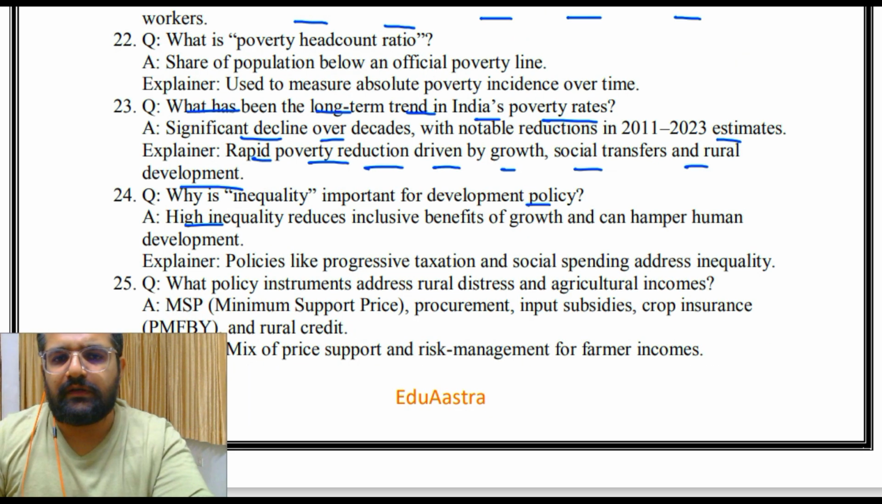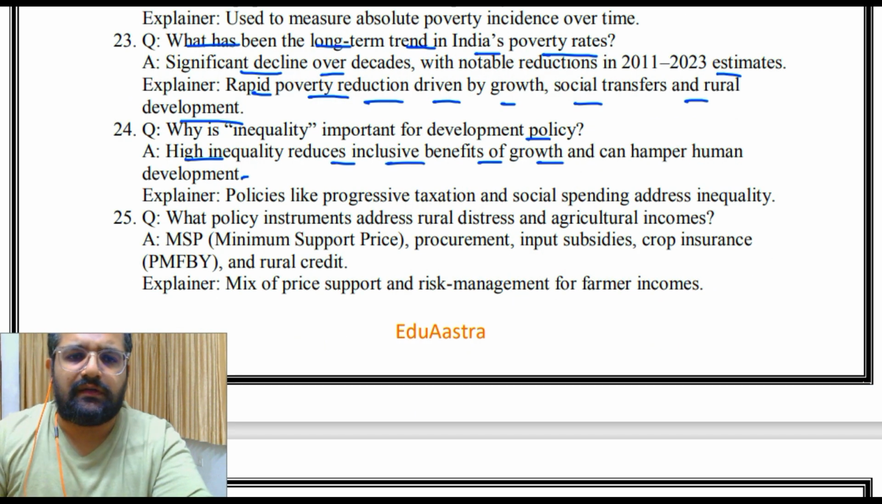Why is inequality important for development policy? High inequality reduces inclusive benefits of growth and can hamper human development. Policies like progressive taxation and social spending address inequality.